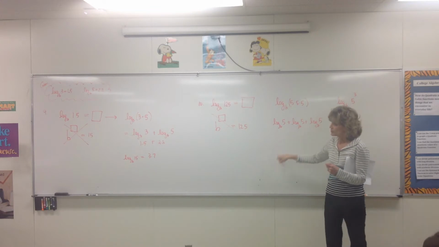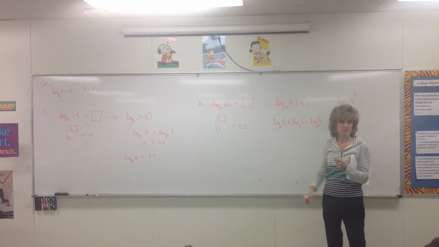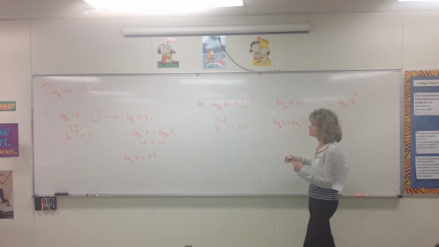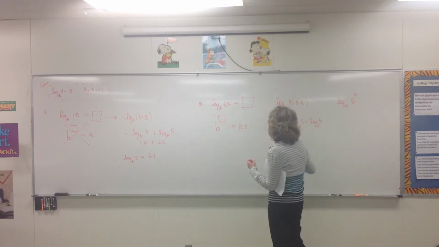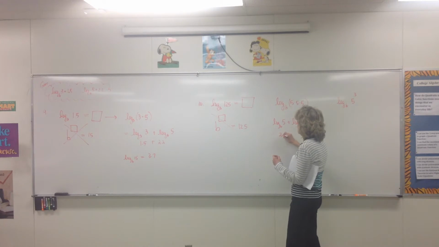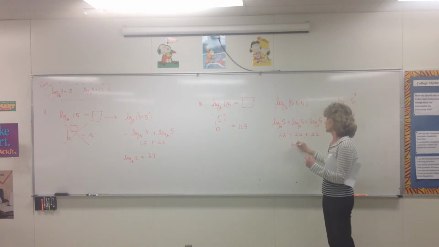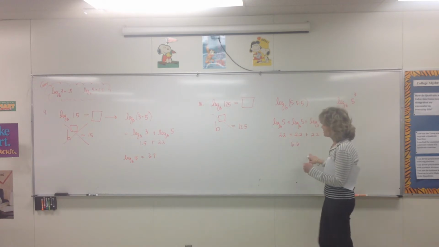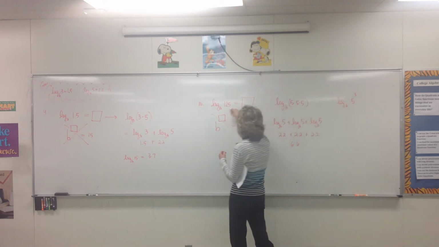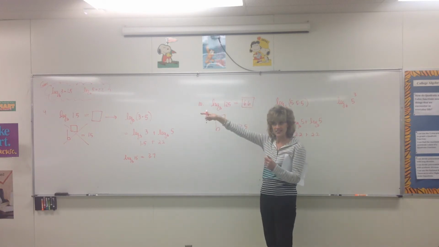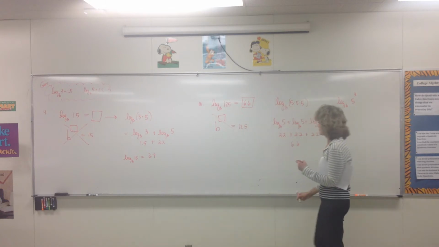We know what log base B of 5 is because it was given to us. I'm sorry, log base B of 5 is 2.2. So 2.2 plus 2.2 plus 2.2 turns into 6.6. Now we can give a value to log base B of 125, only because it relates to what we've been given.